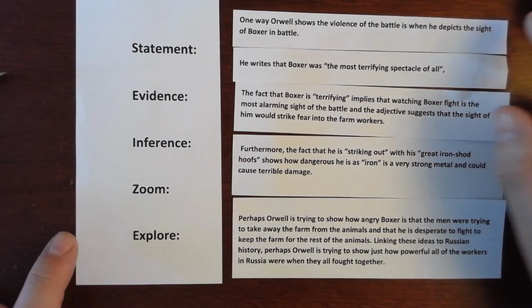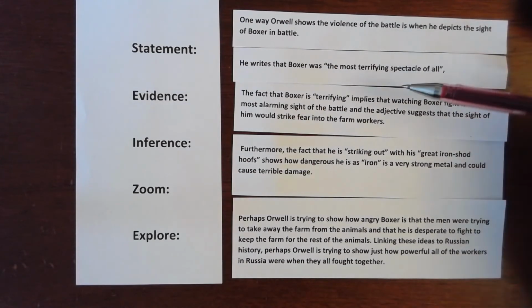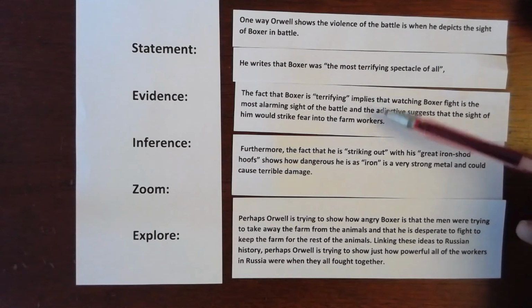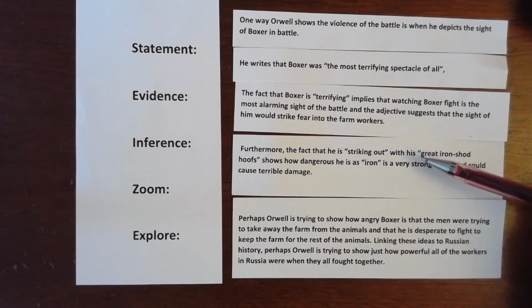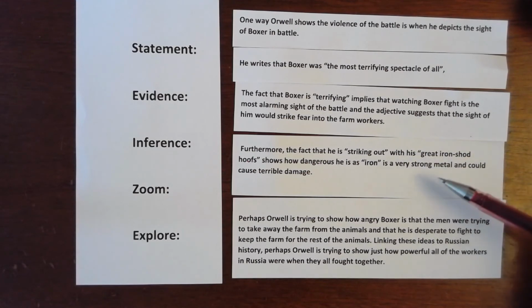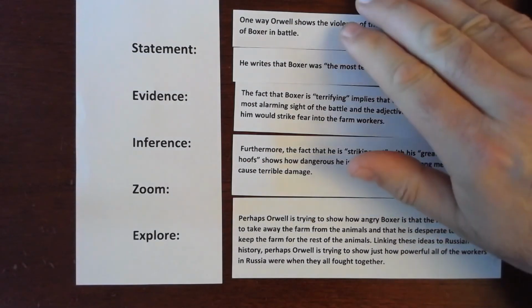So this is how we write a secure paragraph. We've got our statement, our evidence, our inference and zoom together, but then I've continued a little bit more. I've looked at quotations from further on within the passage, and I've been a little bit more specific about what Orwell's trying to show in terms of what Boxer is trying to do, but also how this links to the context of Russian history.